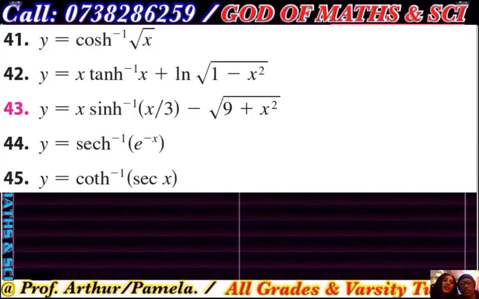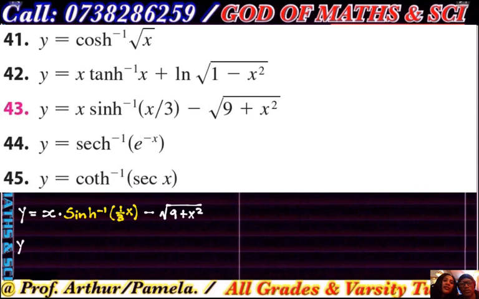Alright, now we're going to 43, which is given by y equals x arcsinh of x over 3 minus the square root of 9 plus x squared. I'll put a dot there because this is now arcsinh. It's a product rule. I've got 1 over 3x, so that I can derive it easily because it's x over 3. Alright, so let's go derivative.